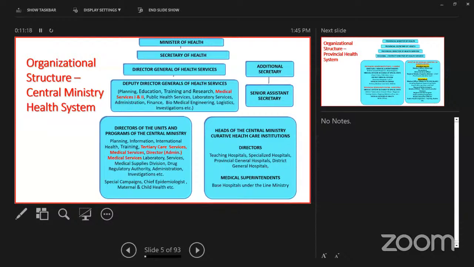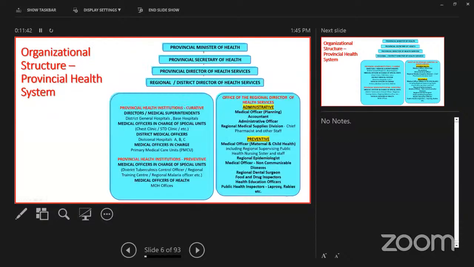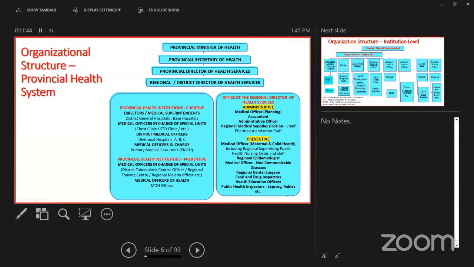I'll explain the differentiating characteristics of each of the hospitals in coming slides, but at the moment, just remember that the directors of teaching, specialized, provincial general and district general hospitals, and certain base hospitals under the line ministry, are part of this organization structure of the Central Ministry system. Then we come to the provincial health system.